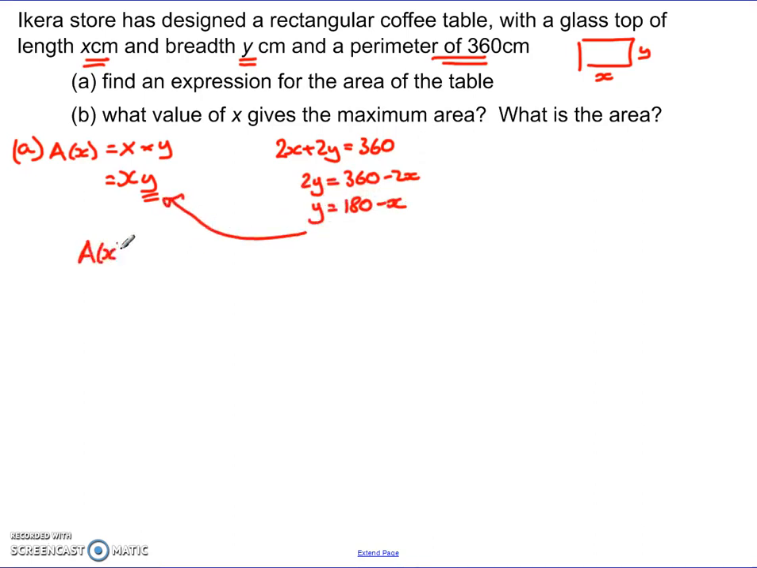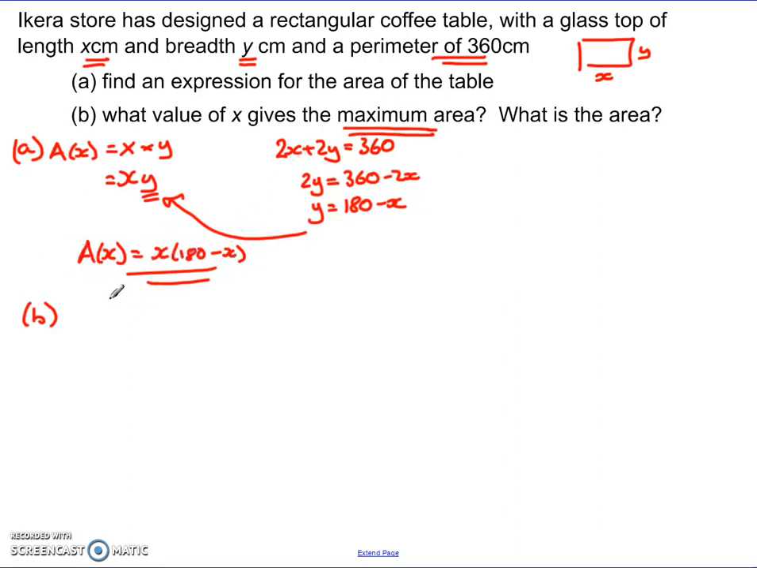Now that I've got that, I can substitute it back into there. What I can then say is A of x equals x bracket 180 take away x. That there is my equation for the area. We've got what we want to know. The second part, part B, is what value of x gives the minimum area. Again, the maximum area, sorry. Again, looking at that, maximum, derivative, optimization.